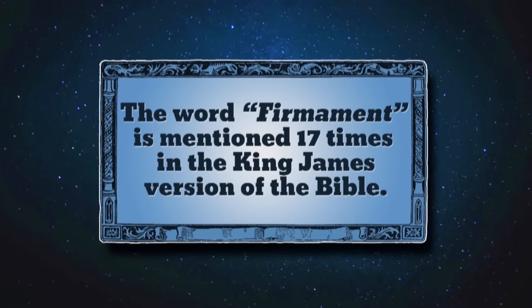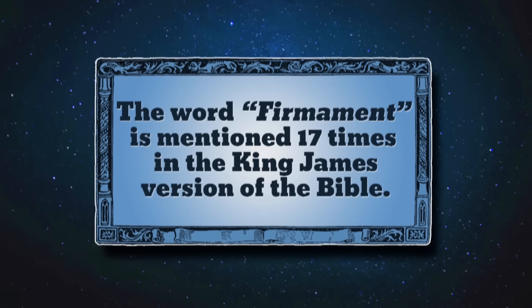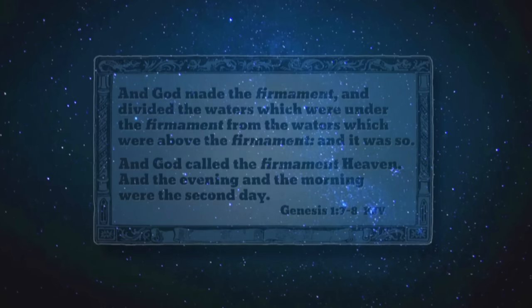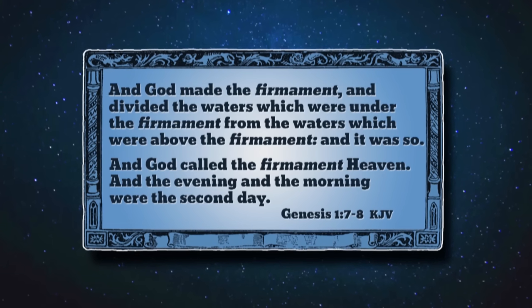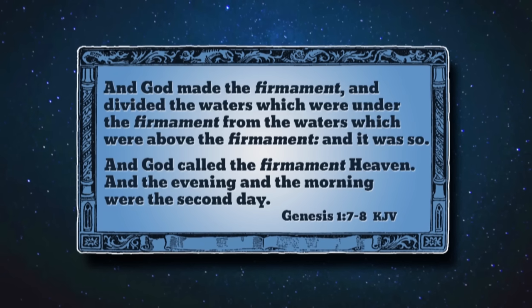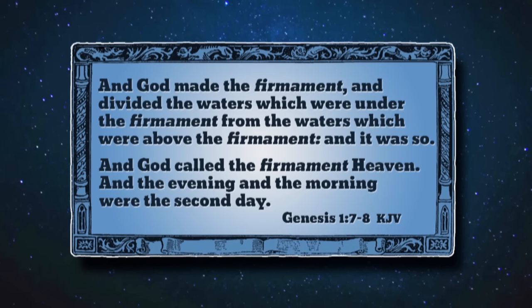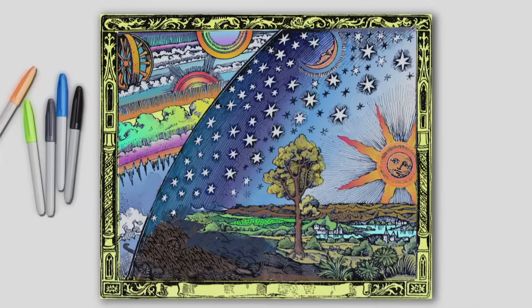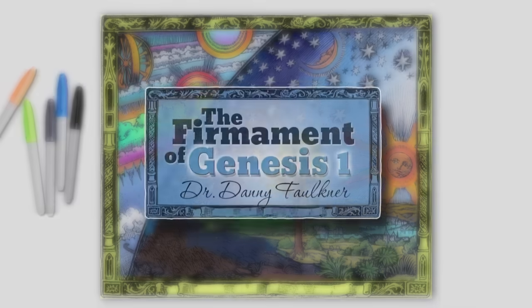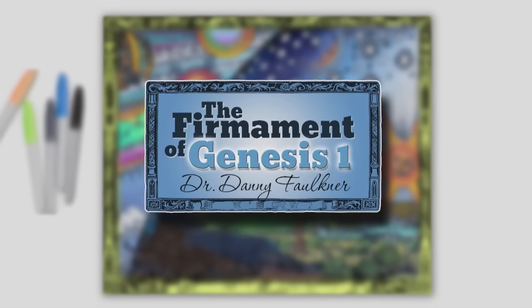The word firmament is mentioned 17 times in the King James Version of the Bible. The Day 2 creation account in the first chapter of Genesis describes God making a firmament to divide waters above from waters below. What was this firmament? Understanding what God made on Day 2 can lead to some stunning astronomical conclusions. Coming up on today's edition of Origins, the firmament of Genesis 1 with Dr. Danny Faulkner.